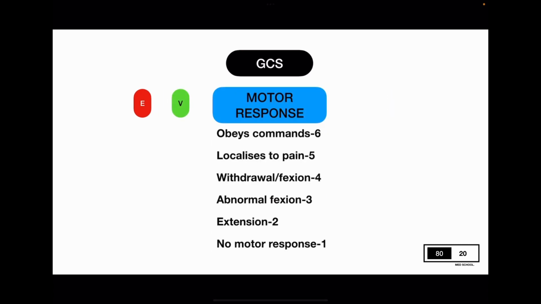Coming to motor response. If the patient obeys your command, then the score is 6. If the patient localizes to pain, then the score is 5. If the patient shows withdrawal or flexion towards painful stimulus, then the score is 4. If after painful stimulus, the patient shows abnormal flexion, then the score is 3. If the patient shows abnormal extension, then the score is 2. If there is no motor response to any sort of painful stimulus, then the score is 1.